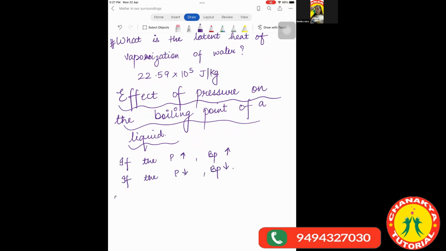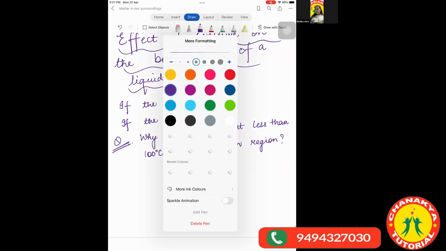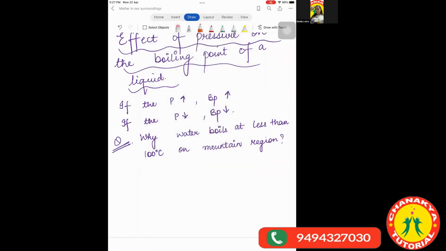Right? Now, the question which comes to you is, why does water boil at less than 100 degrees Celsius in mountain regions? So tell me the answer. Who will be able to tell? I have just discussed this. Harshit, can you tell?